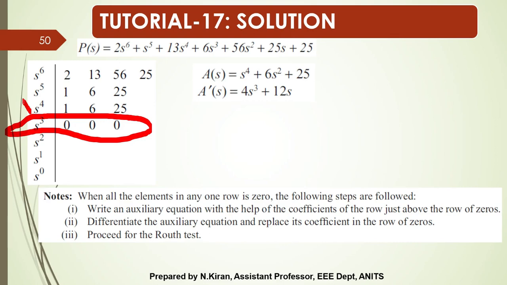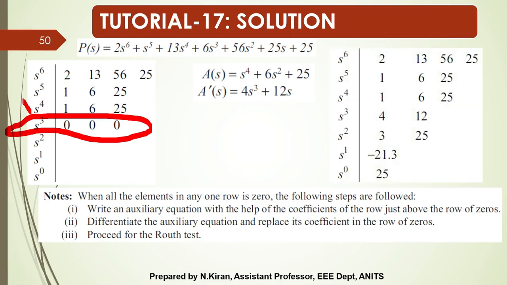Differentiating it gives me 4s^3 + 12s. Now replacing these coefficients in the row of zeros and proceeding with the Routh table, I can observe that there are sign changes. There are two sign changes, isn't it? So if there are sign changes, then straight away we can conclude that the given polynomial is not Hurwitz.